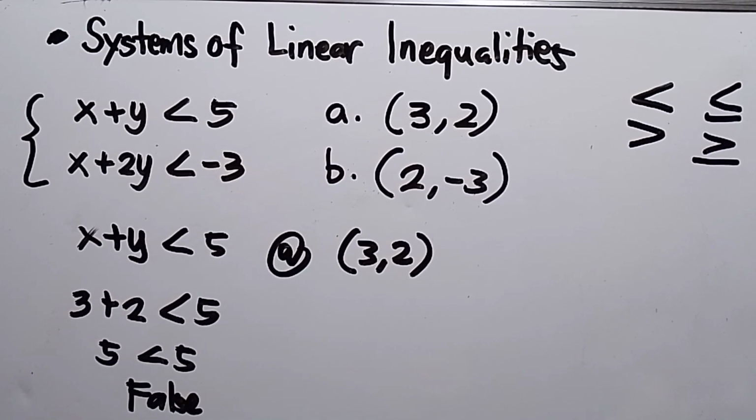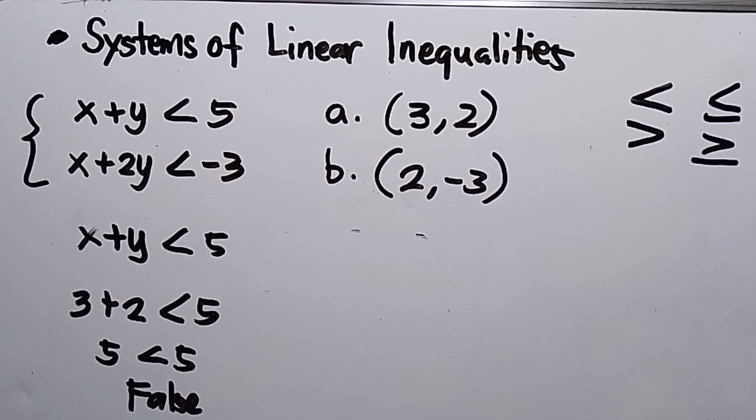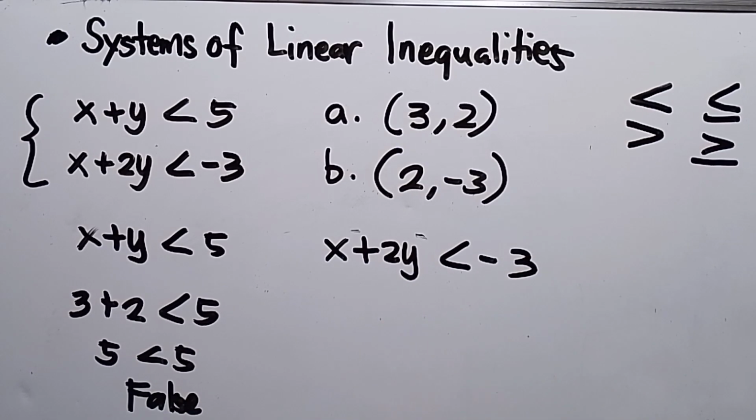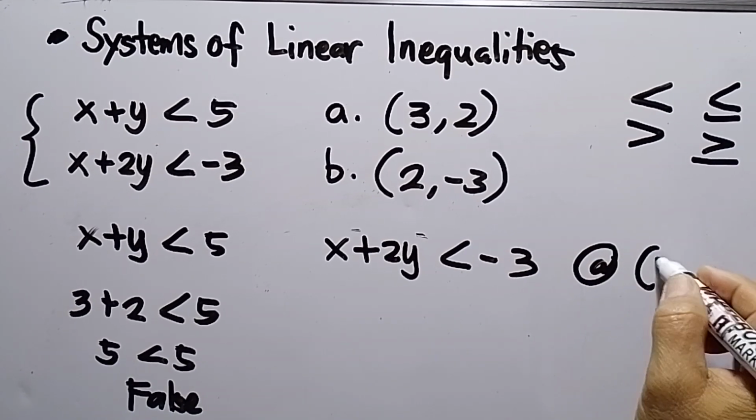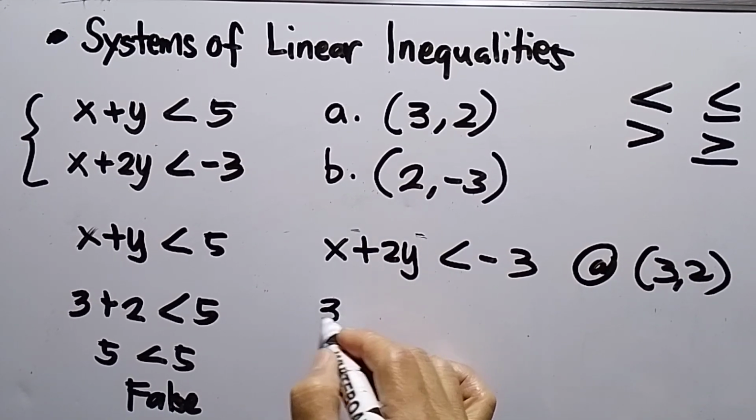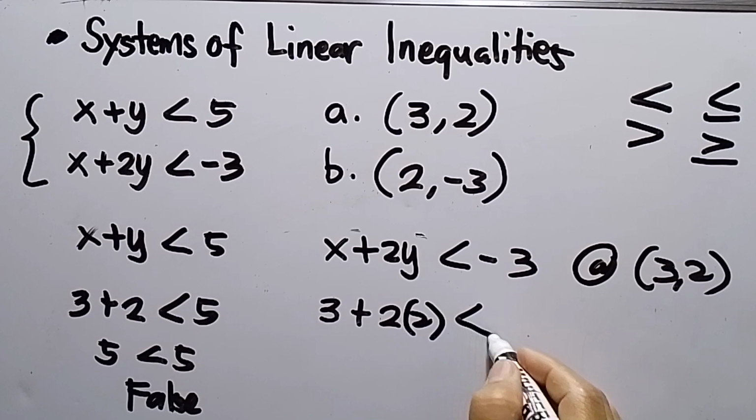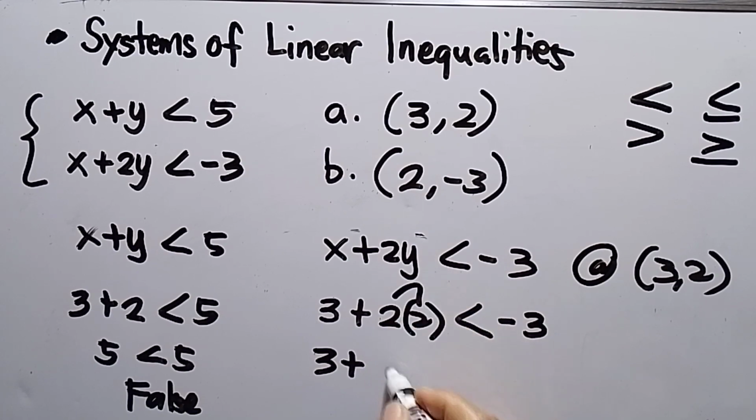Then how about the second equation? The original inequality equation is x plus 2y less than negative 3. Still, I will use letter A, 3 and 2. So this will be 3 plus 2 times 2 less than negative 3. So this will be 3, 2 times 2 is 4, less than minus 3. So this will be 7 less than minus 3. So therefore this is false.